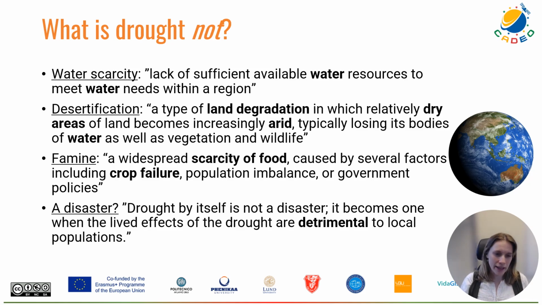And then finally, is drought a disaster? And this is something that's debated within the disaster risk field. That is, drought is not a disaster by itself, but it can become a disaster if the effects on local populations are very strong. And that is about how vulnerable people are towards a drought. So drought is not necessarily a disaster by itself, but together with compounding factors, it can become one.